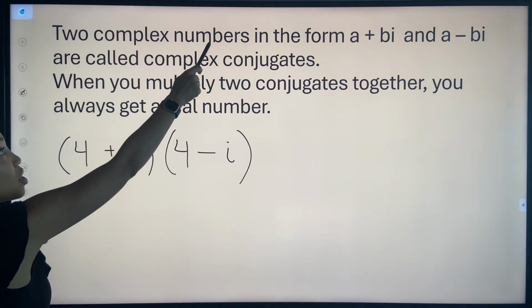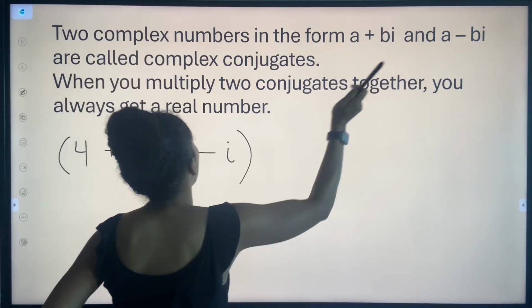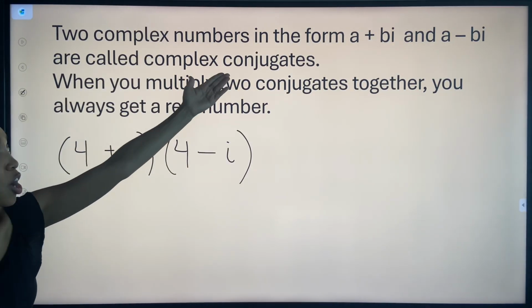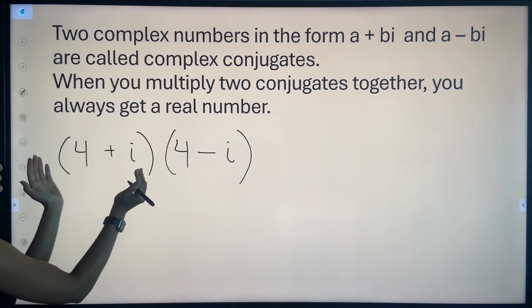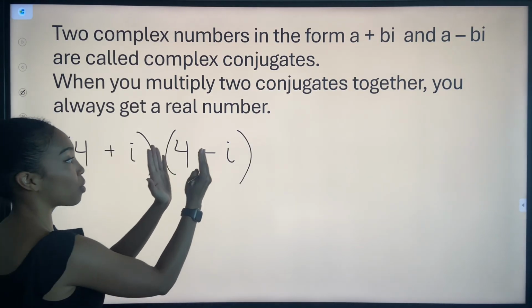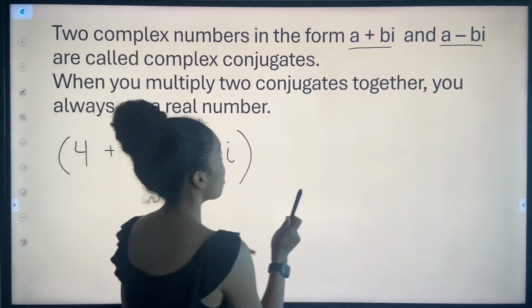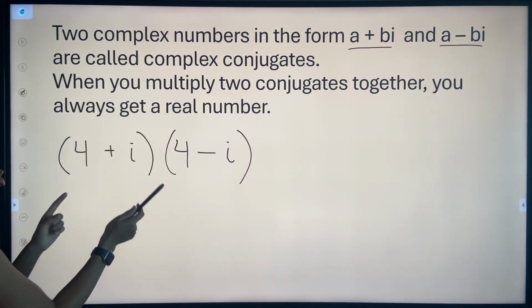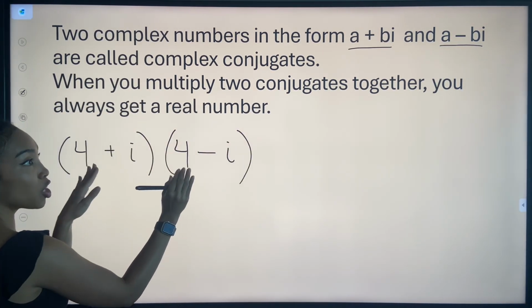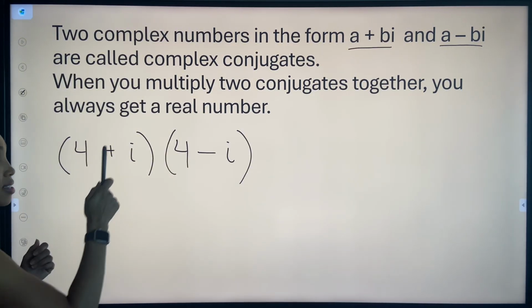Two complex numbers in the form a plus bi and a minus bi are called complex conjugates. So this is an example of a complex conjugate. I have 4 plus i and then 4 minus i. This is in this format right here. These are called complex conjugates. When you multiply two conjugates together, you will always get a real number. So let's see how that works.